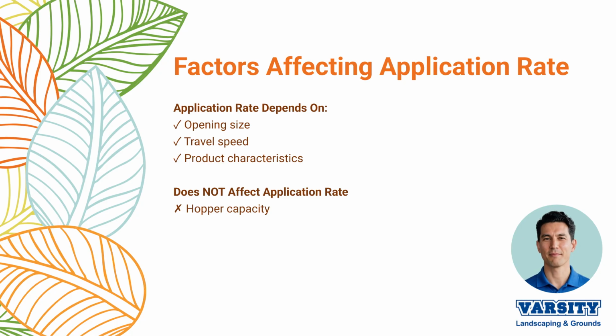Several factors affect the amount of product being applied. Opening size, travel speed, and product characteristics all influence application rate. One thing that does not affect application rate is hopper capacity. The hopper simply determines how much material the spreader can hold, not how much it applies.